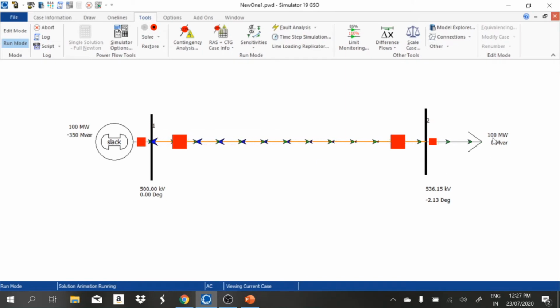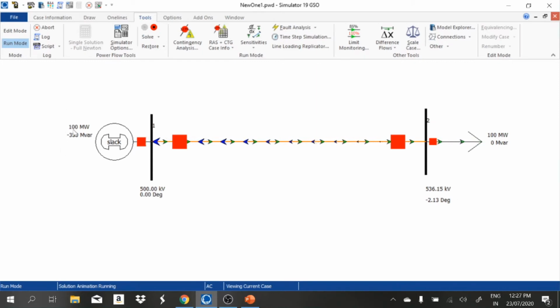Here now the load is 100 megawatt. In our problem we are taking surge impedance loading. It is equal to 909.4 megawatt. 909.4 is the surge impedance loading. Now 100 megawatt is less than our surge impedance loading. For this lesser value, we can identify the voltage at the receiving end is more than the sending end. It is because of the capacitor effect.